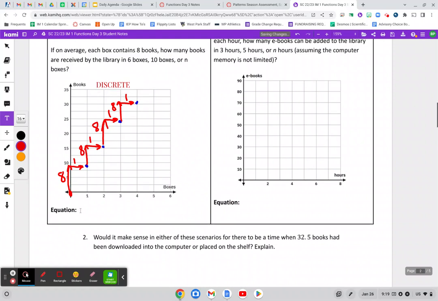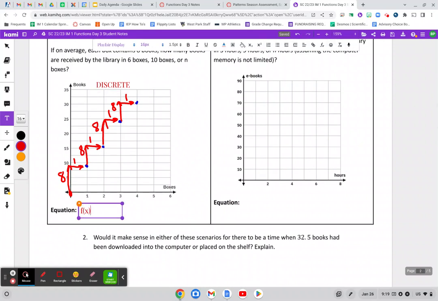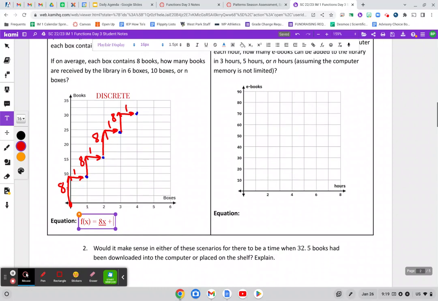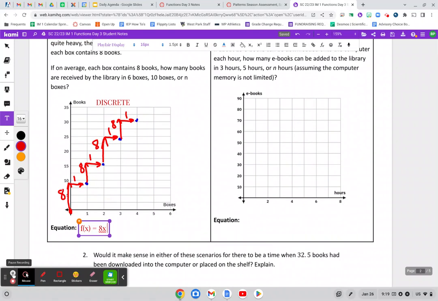Okay, now when we write an equation for this, we want to write it in function notation. So f of x is equal to, what was the slope again? It's rise over run, and our rise over run is 8 over 1, but let's just put 8, no need to put over 1. So 8x plus, if we have 0 boxes, how many books are we going to have? Well, 0. So we cross the y-axis, our 0th term, at 0. Our function is simply f of x is equal to 8x.